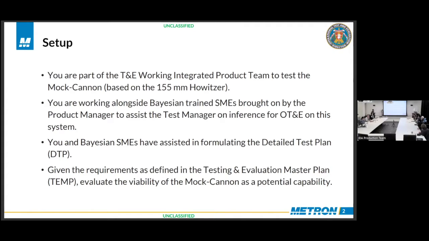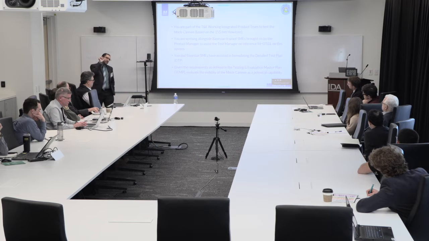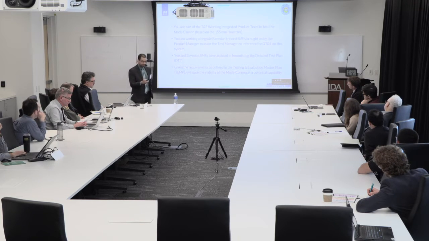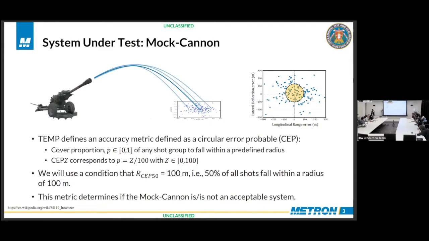You and those Bayesian SMEs have already assisted in formulating the detailed test plan, but now there are requirements laid out in the testing and evaluation master plan. Given those requirements, you have to evaluate the viability of the Mach cannon as a potential capability. So let's talk about the system under test, the Mach cannon. It's based off of this 155mm howitzer.